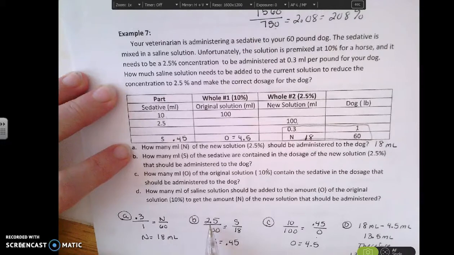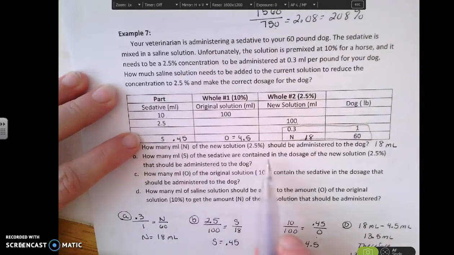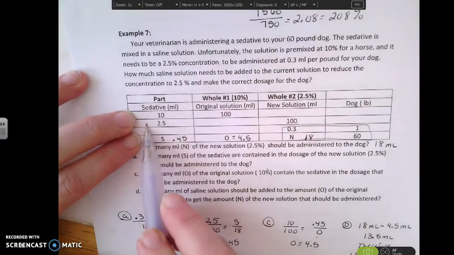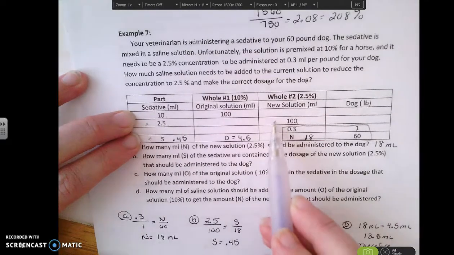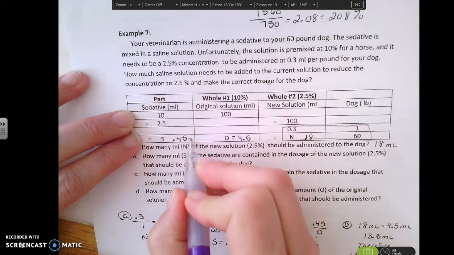Alright, so now I'm going to find S. It says how many milliliters of the sedative are contained in the dose of the new solution that should be administered to the dog. So I'm going to use this information, the 2.5, the S, the 18, and the 100. So 2.5 over 100 equals S over 18. Cross multiply and I get 0.45. So S is 0.45 milliliters.